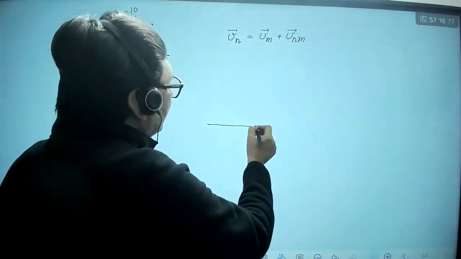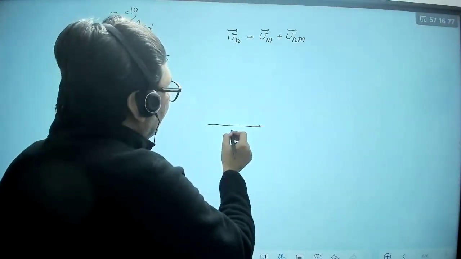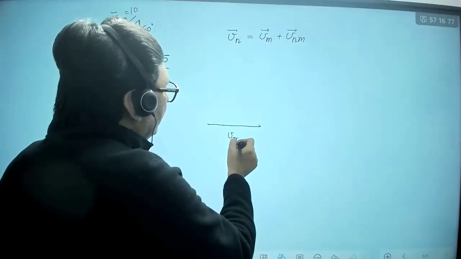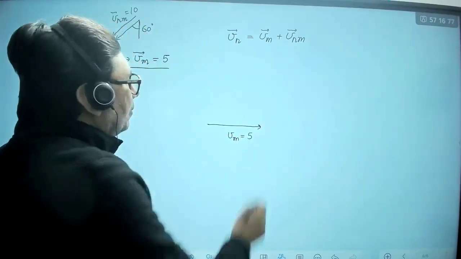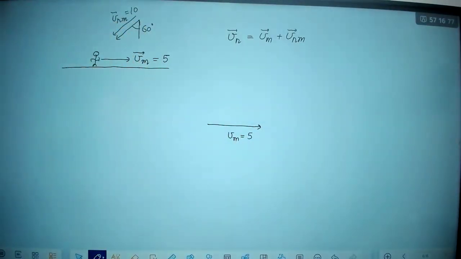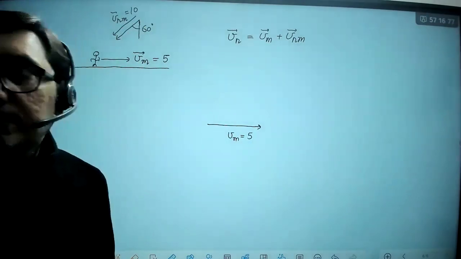This is VM and you are saying this is 5. So this is VM and this is 5. Okay. Now you have to add VRM. You are going to add VRM. So how are you going to add VRM here?